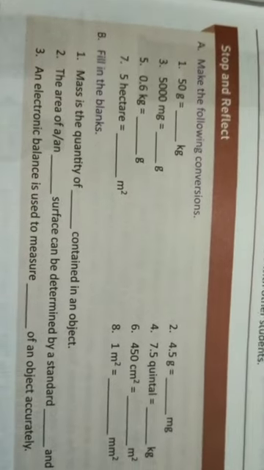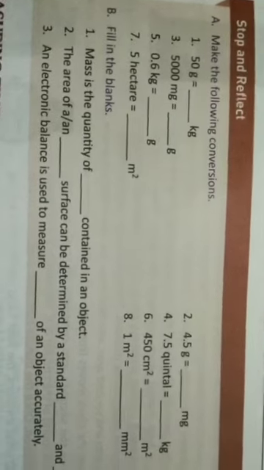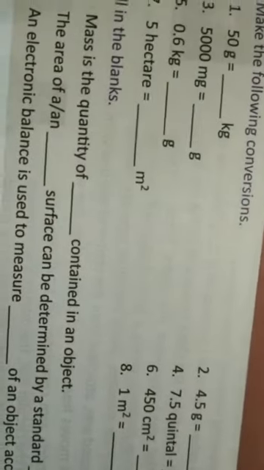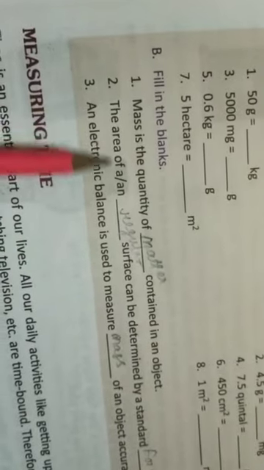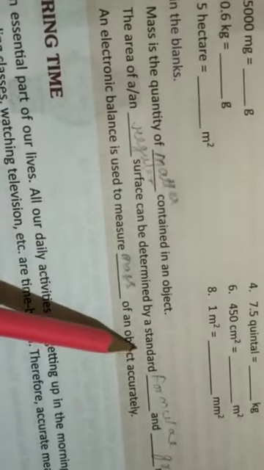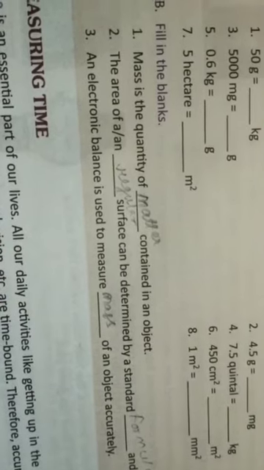The area of a regular surface can be determined by standard formulae and graph method. Then an electronic balance is used to measure mass of an object accurately. So these are the answers written. First answer will be matter, second one will be regular, third formulae, graph, and you will write mass. So these are the answers.